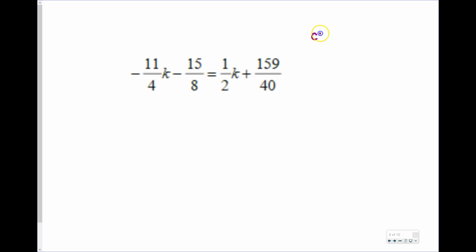So when I look at this problem, I always look at my biggest number, which is 40. And I ask myself this question: does 4 go into 40? Yes. Does 8 go into 40? Yes. Does 2 go into 40? Yes. If my answer to all those questions is yes, then my common denominator is 40. Okay? Easy peasy.